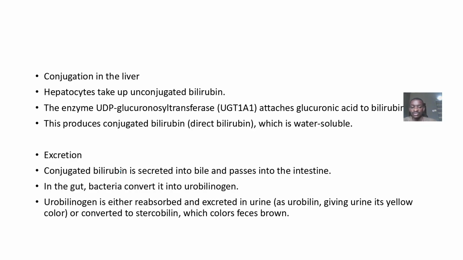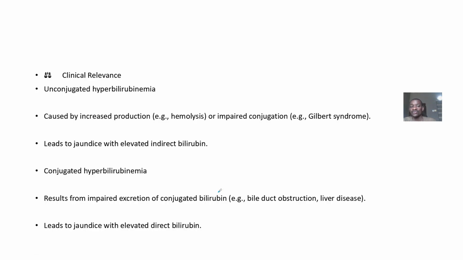So in the gut, bacteria will convert it into urobilinogen. Urobilinogen is either reabsorbed or excreted in urine. Okay, so it's basically what gives urine the yellowish color that urine always has.